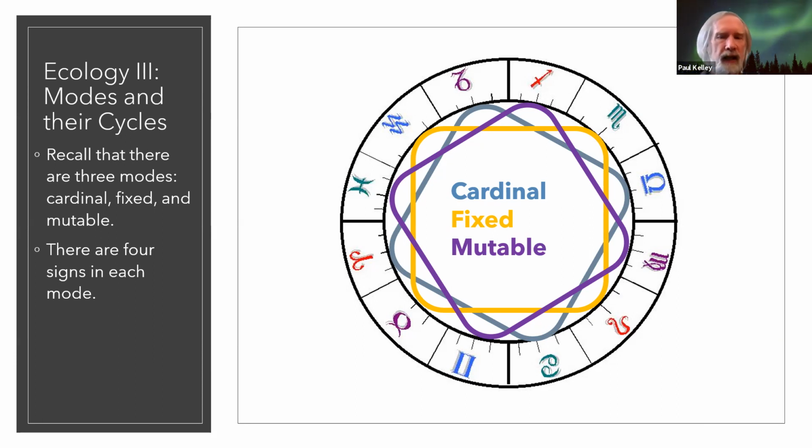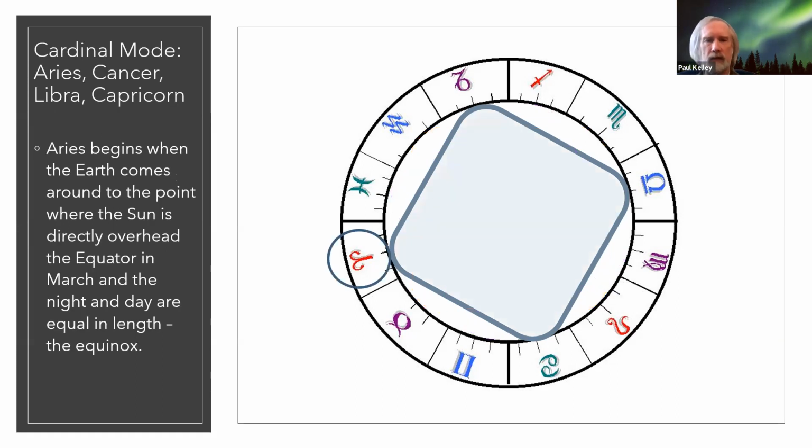One sign of the same mode is 90 degrees from the next sign in that mode. So one sign, 90 degrees, you get the next sign of the same mode. So recall that signs of the same element were 120 degrees apart. Signs of the same mode are 90 degrees apart. And they also form those oppositions. But when you're going from one sign to the next, it's 90 degrees.